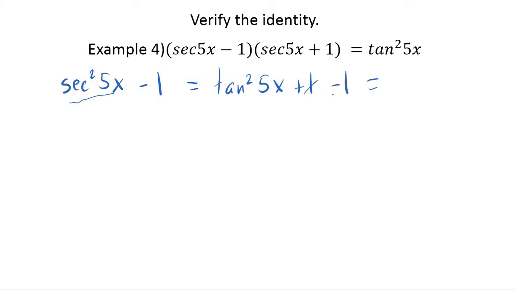Well, pretty clear what happens here. 1 minus 1 goes away, and so we've got tangent squared 5x. Again, pretty quick on that one.